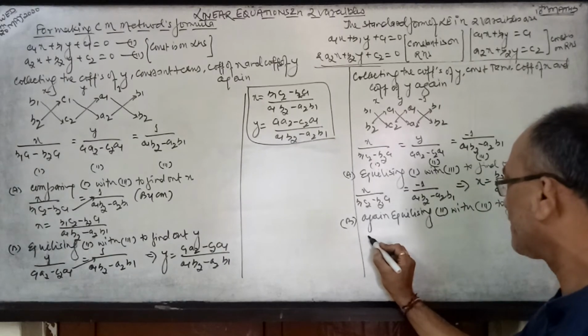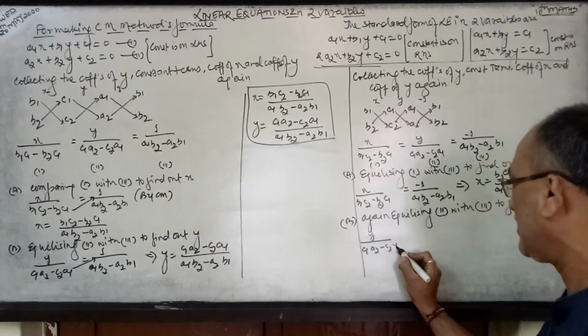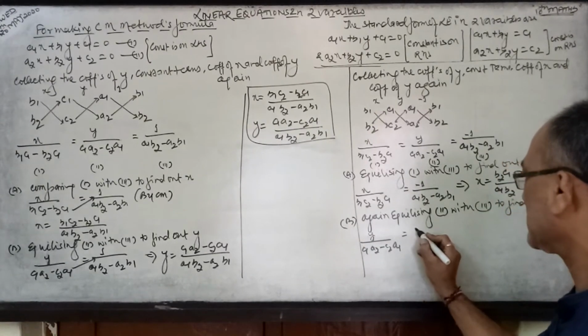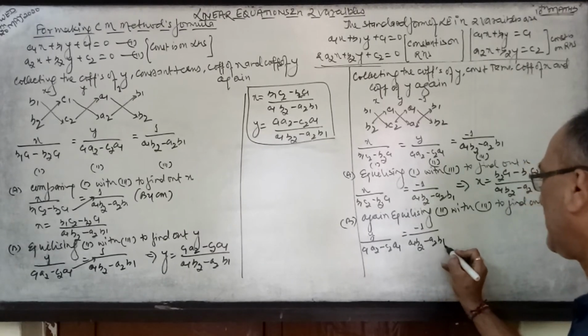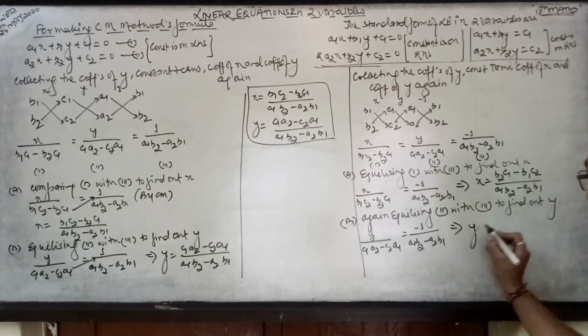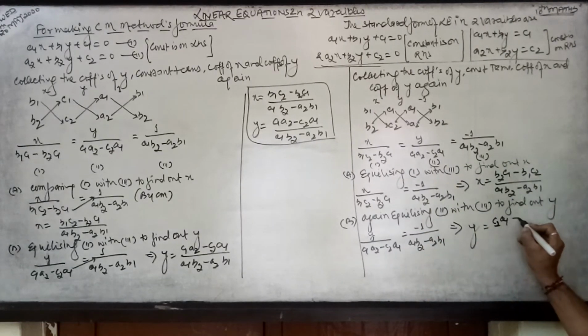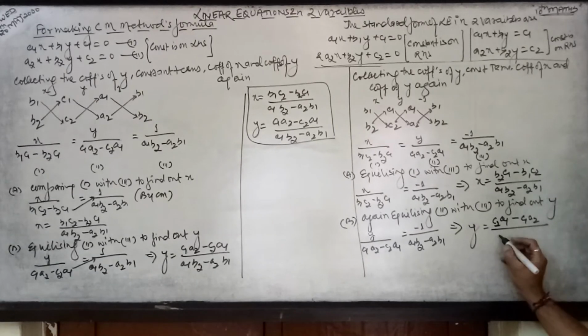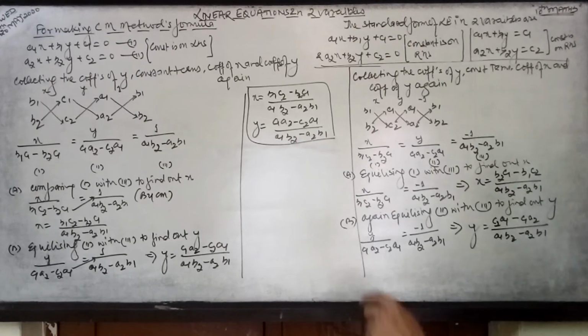So now y over C1 A2 minus C2 A1 is equal to -1 over A1 B2 minus A2 B1. So y is equal to minus minus is plus, so you can write it in the formula, and minus plus is minus. It can go back, over no change in the denominator of both the methods.